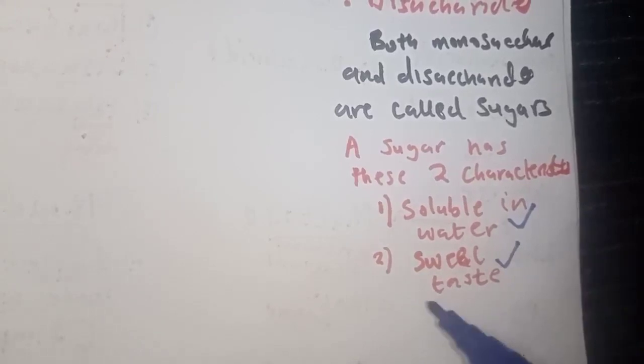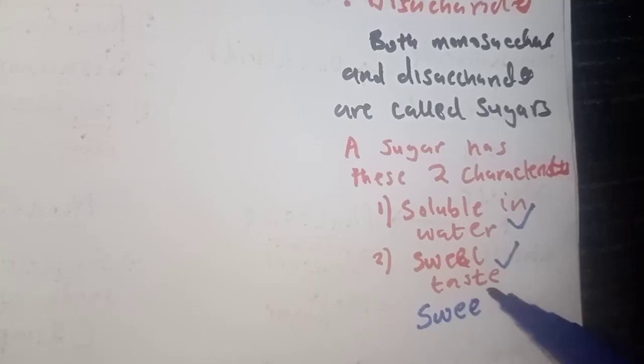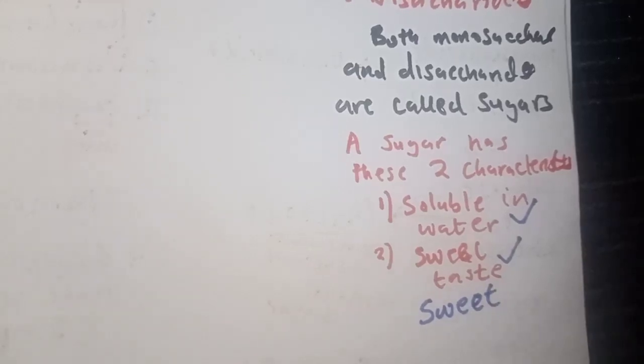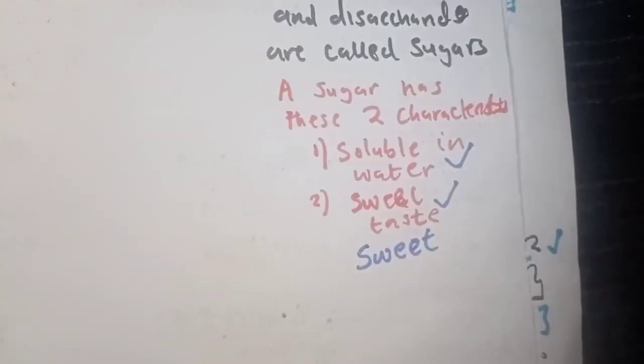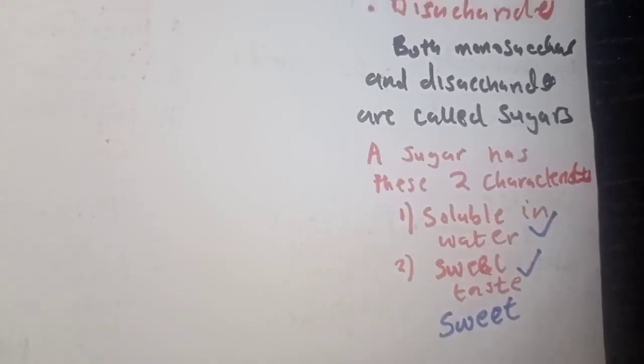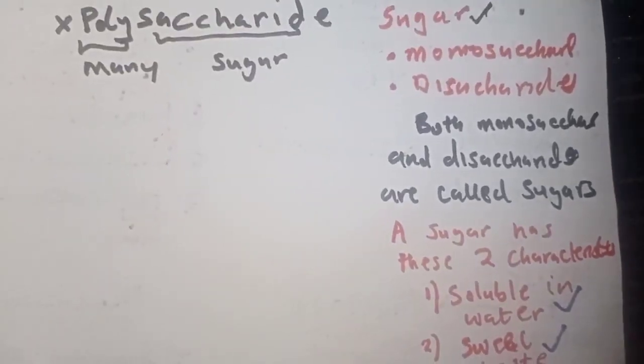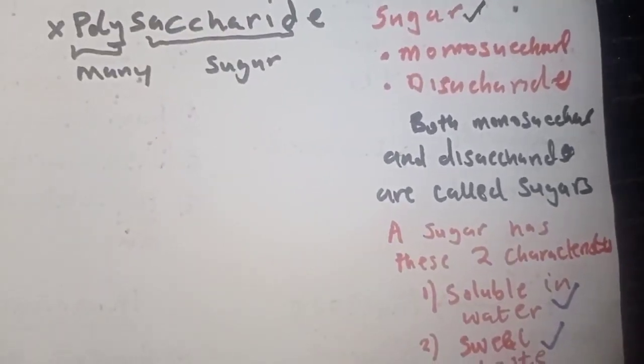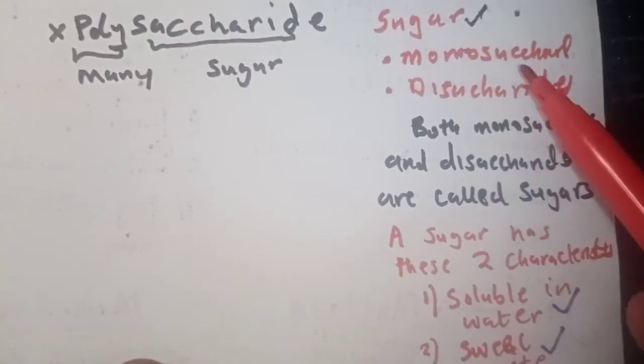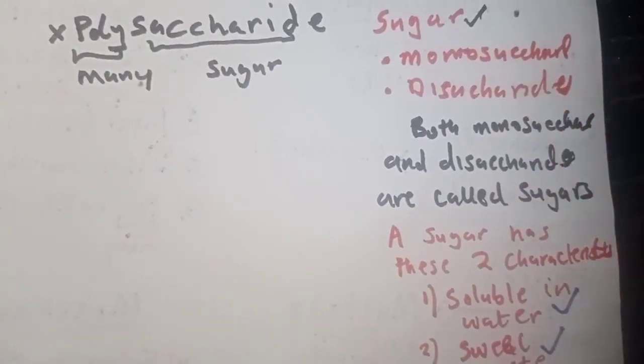Okay, so forgive me for the spelling there. It's going to have a sweet taste. Okay, and examples of sugars: monosaccharides and disaccharides. So we have examples. Monosaccharides here: glucose, fructose, galactose. Disaccharides: maltose, lactose, and sucrose. Okay, we looked at these in our previous video.